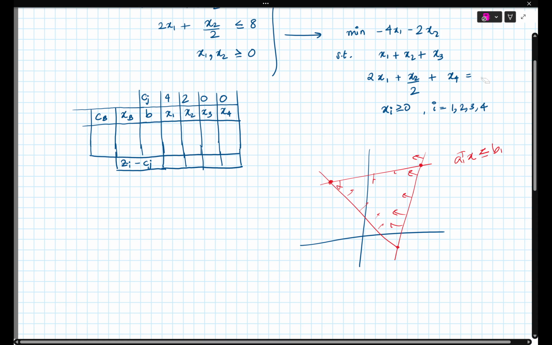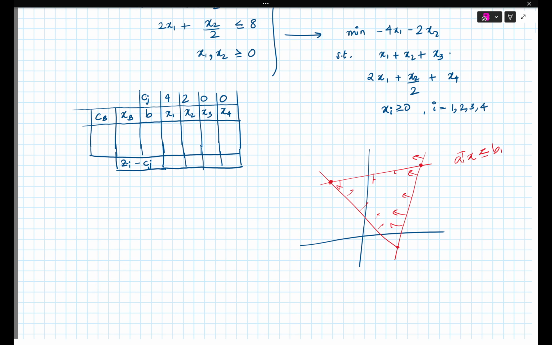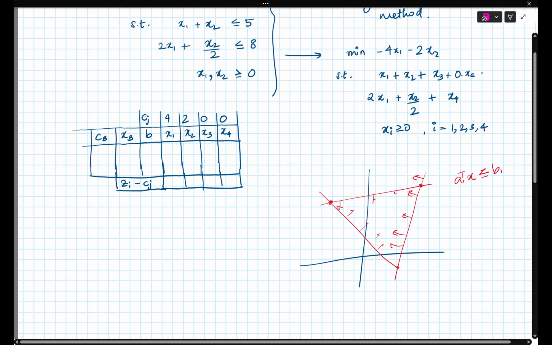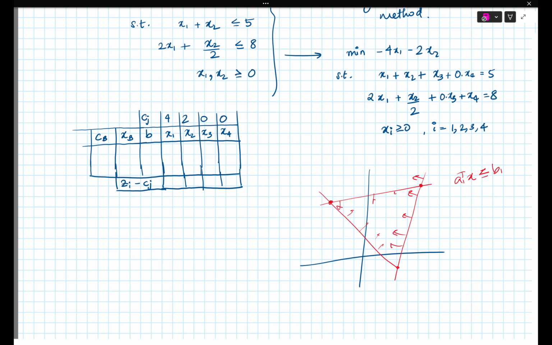So if you see here, I'm just rewriting this. There's 0 times x4 equal to 5, 0 times x3 plus x4 equal to 8. Okay, the coefficients of x3 x4 here are 0.